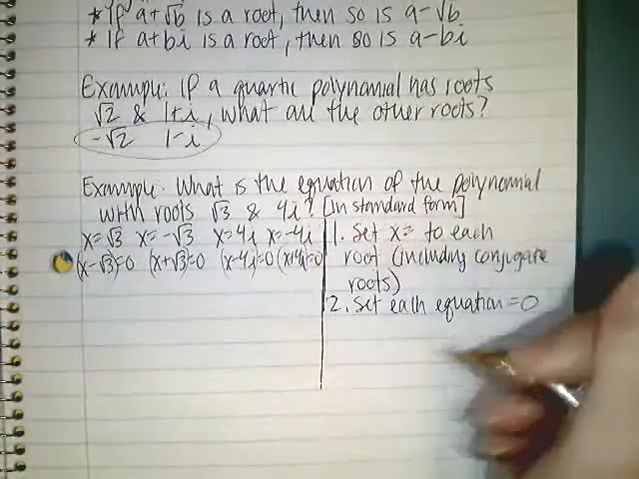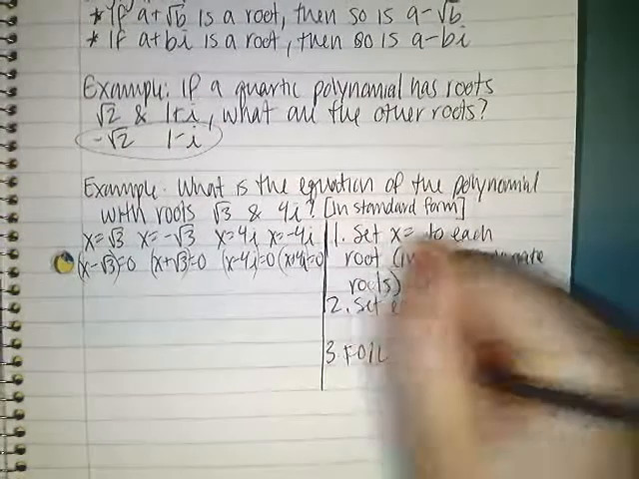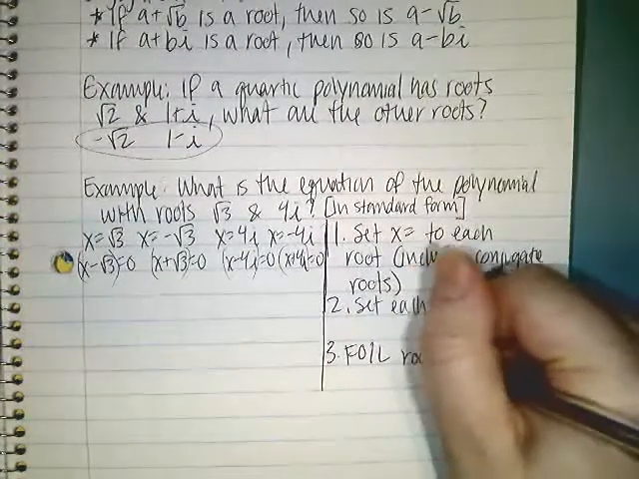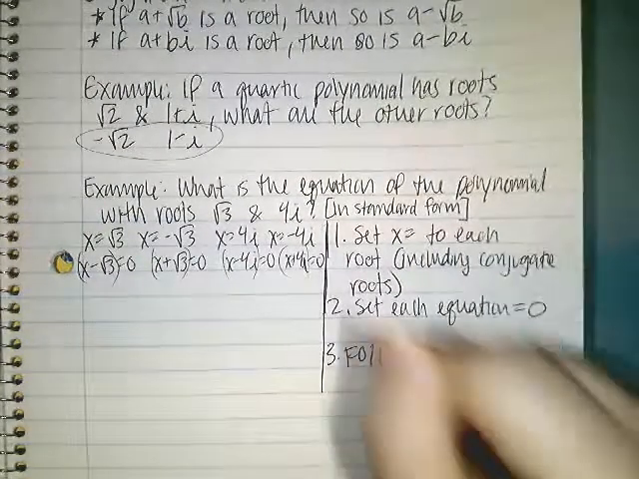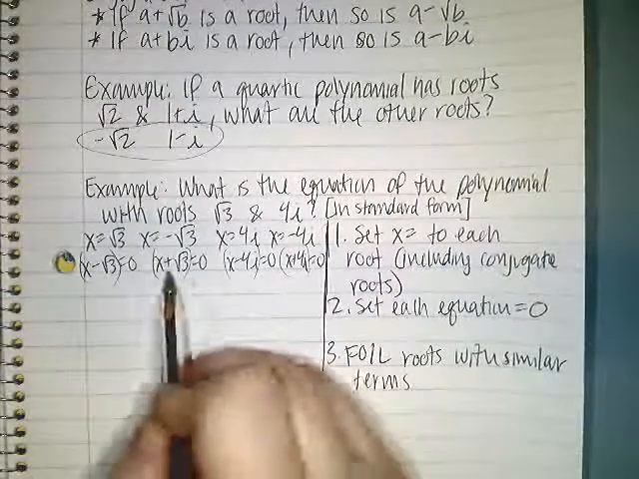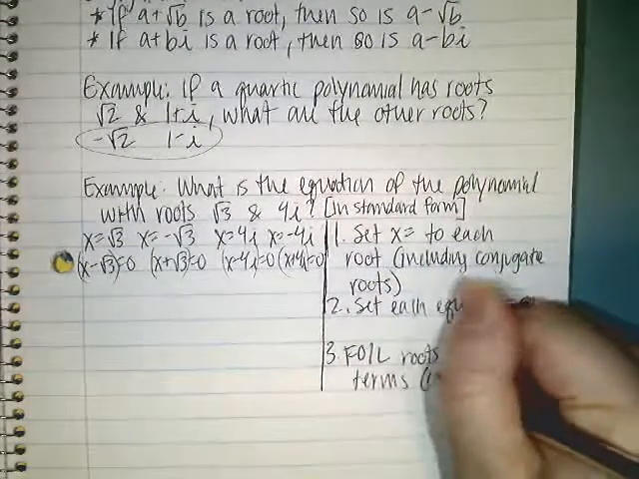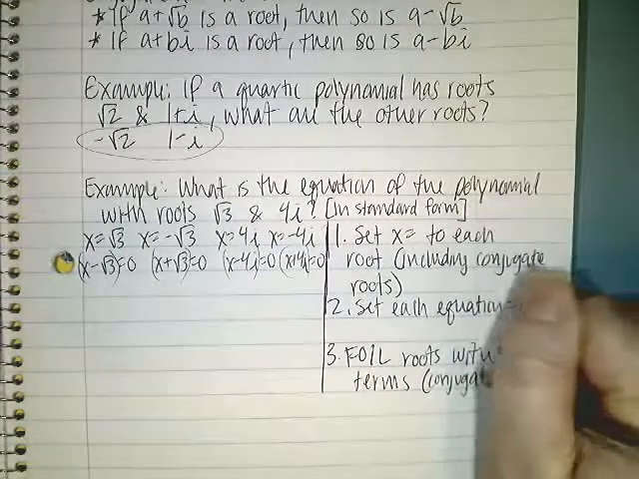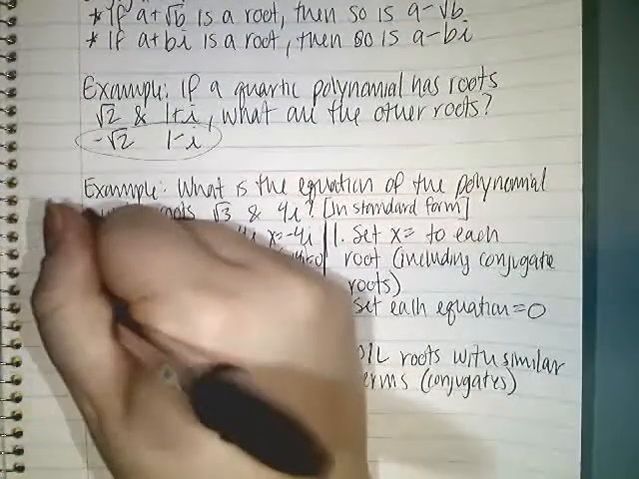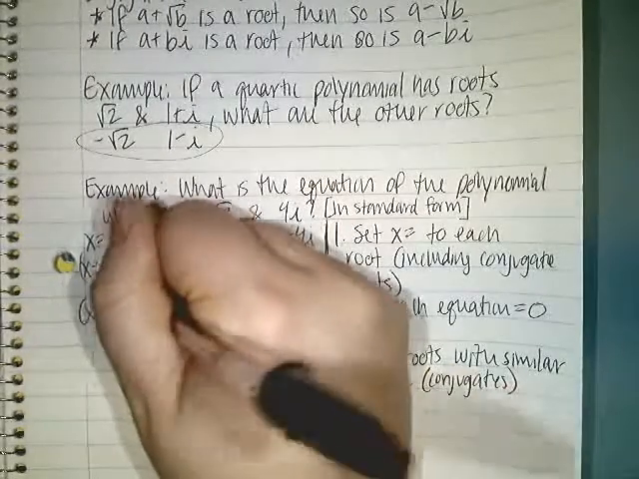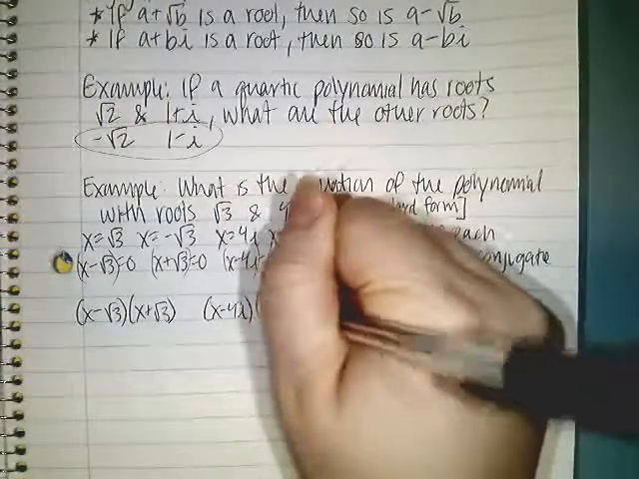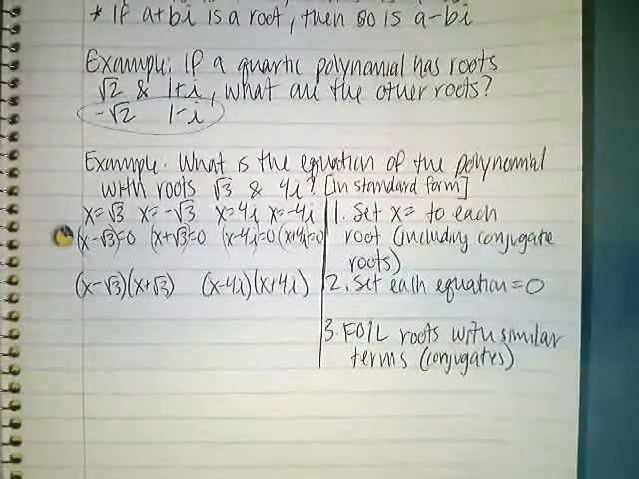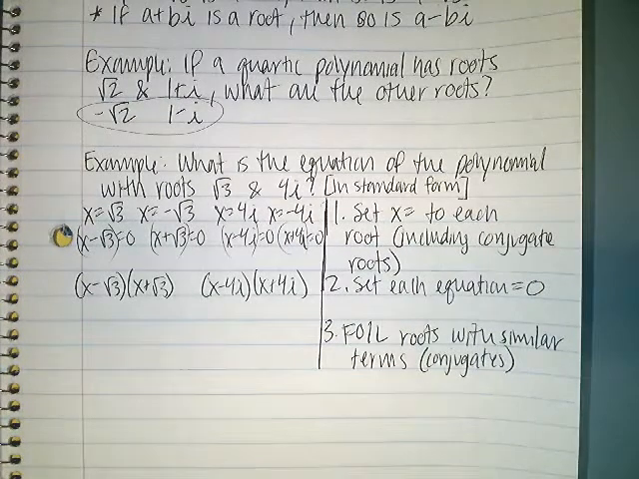So my next step, I'm going to FOIL roots with similar terms. Meaning I'm going to FOIL the conjugates. So I'm going to multiply x minus root 3 times x plus root 3, and then x minus 4i times x plus 4i. Again, if you notice that they're conjugates, you do not actually have to go through the whole process of FOILing them because you might recognize the shortcut.